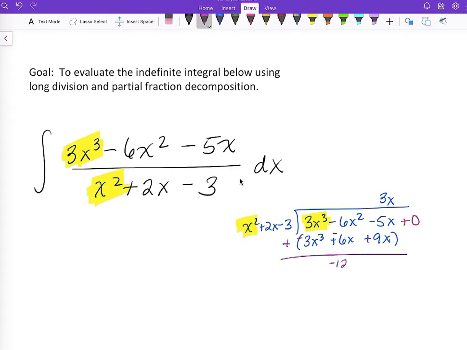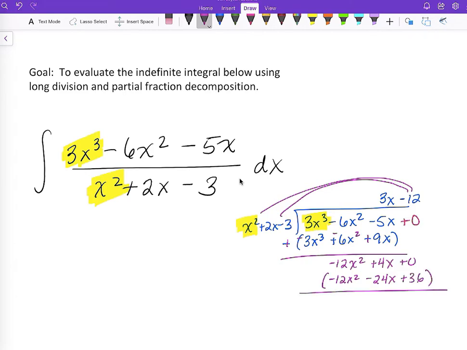I'm going to get negative 12x. Oh, there should be a squared on that one. And then plus 4x. Then our second iteration: what do we multiply the x squared by to get a negative 12x squared? That would be a negative 12, so I'm going to put a negative 12 up here. When I multiply that out, I get negative 12x squared minus 24x. The plus 0 comes down, and we get a plus 36.